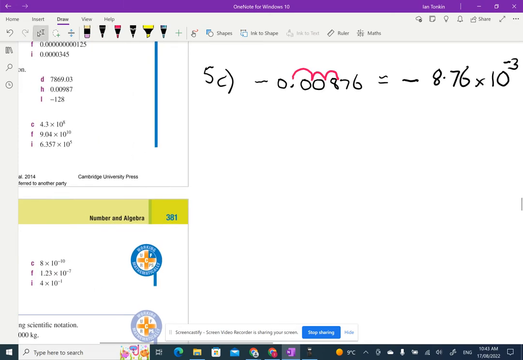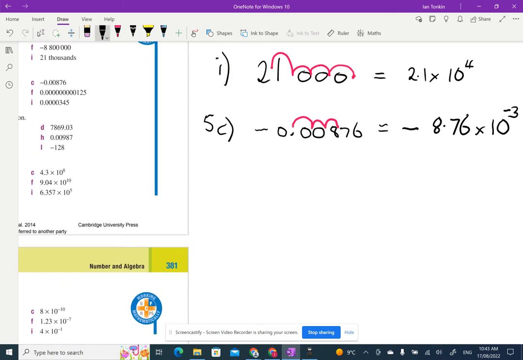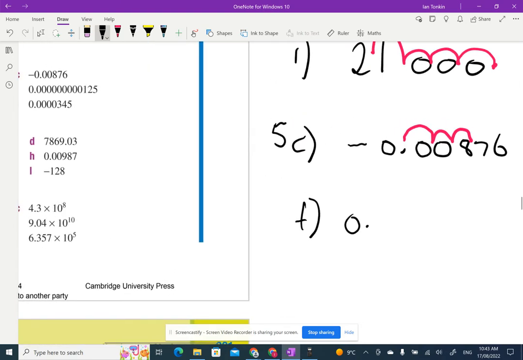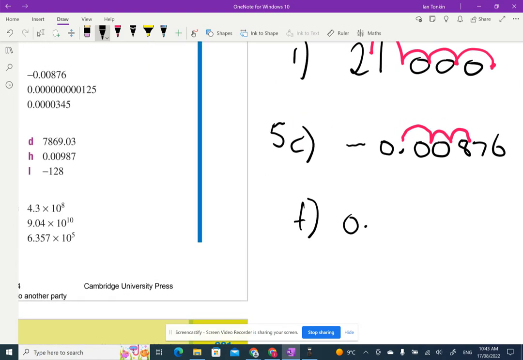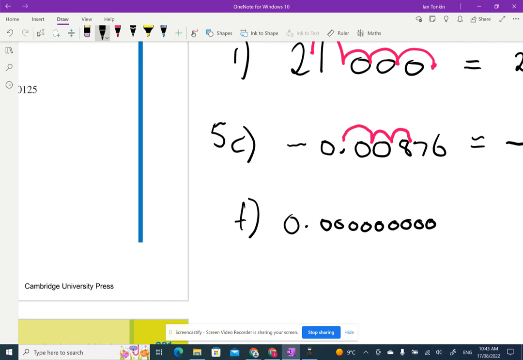Let's have a go at the next one. And you can see why this is much better to write a number this way. We've got 0 point, how many zeros? 1, 2, 3, 4, 5. I'm going to have to make this bigger. 1, 2, 3, 4, 5, 6, 7, 8. I've got 9 zeros. 1, 2, 3, 4, 5, 6, 7, 8, 9. And then I've got 1, 2, 5.